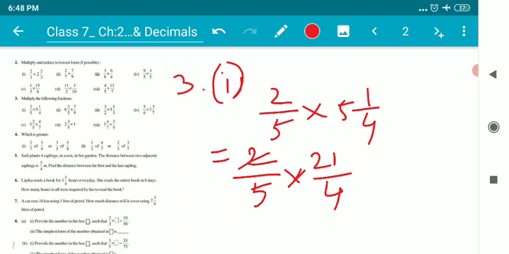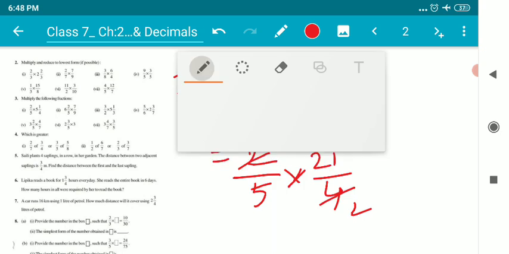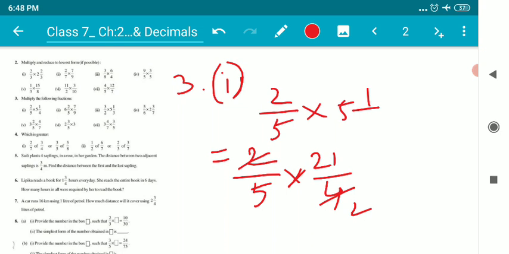In this, 5 and 2 and 4 can be cancelled. 2 2s are 4. So I'm holding over here 21. Just a minute, children. This is 21 by 10. We can convert this number into mixed fraction, no problem in that.